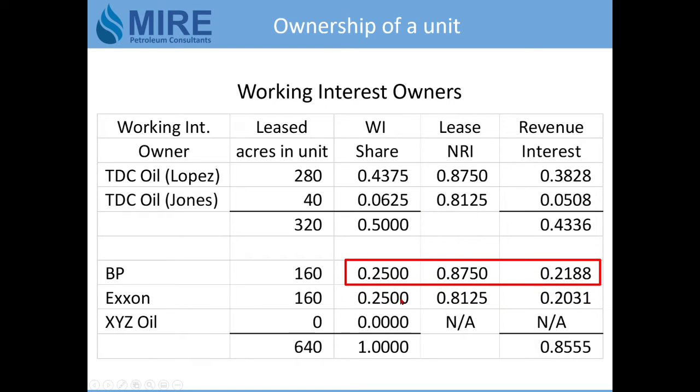Oh, so if BP is your client, when you model this in PHDWin, you have to use these numbers. So it depends on which oil company you're working for, who your client is. So you have to know these numbers. So let's look at how it all adds up.